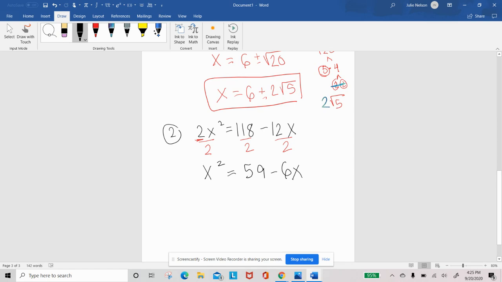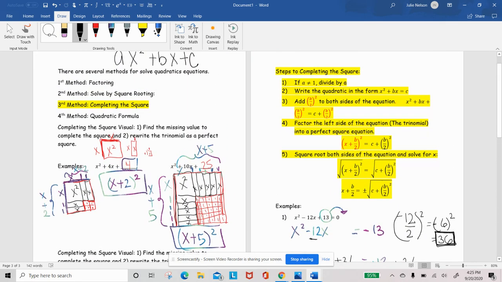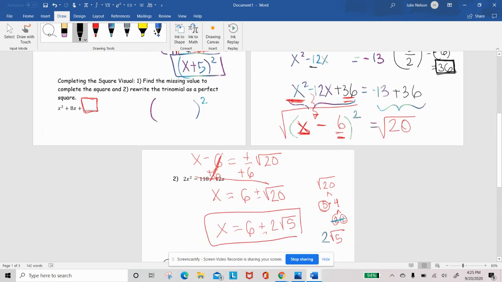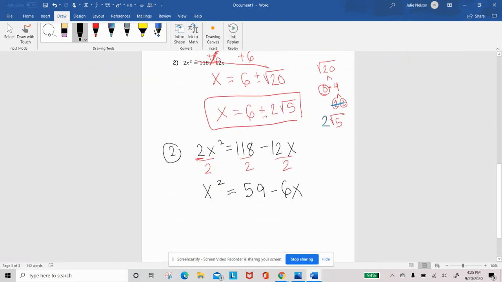Second thing I need to do is get this ready. So if I take a look at the steps again, it says I need to write it in quadratic form, which means the constant's on the right, but all the variables are on the left. So that means I need to move this negative 6x to the left. So I have x squared plus 6x equals 59.